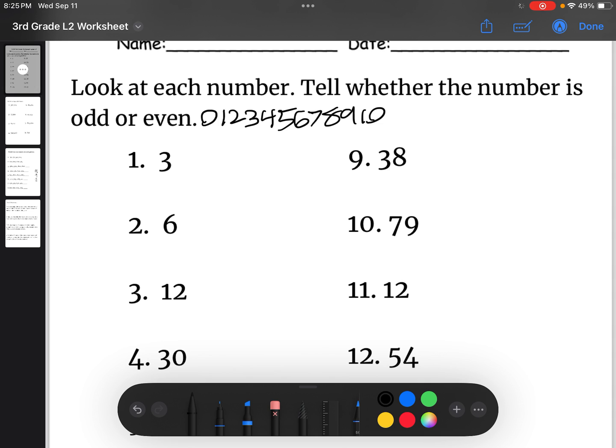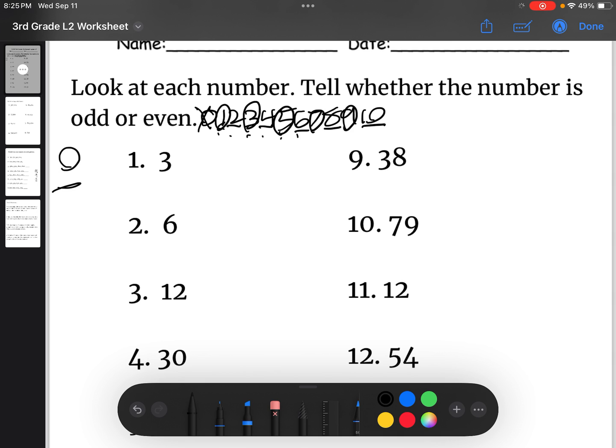Here's our list. So let's say odd numbers, we're going to represent with a circle, and we're going to underline even numbers. So first we can cross out 0, because 0 is a number, but you don't really say it as odd or even. 1 is odd, 2 is even, 3 is odd, 4 is even, 5 is odd, 6 is even, 7 is odd, 8 is even, 9 is odd, and 10 is even. You can see a pattern here where it starts odd, then even, then odd, then even, then odd, then even.